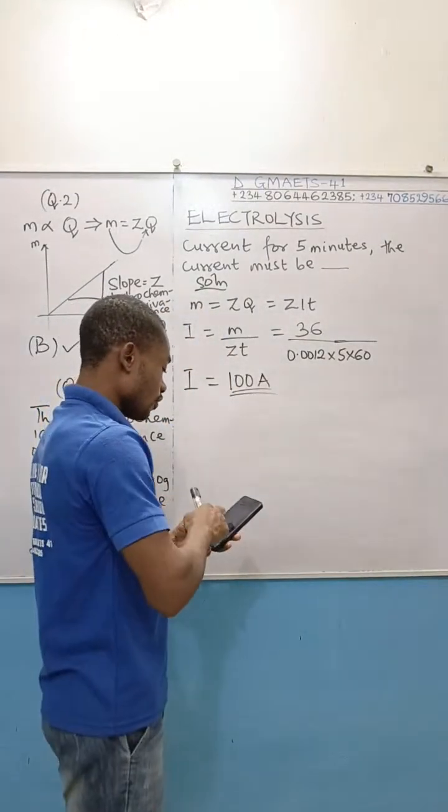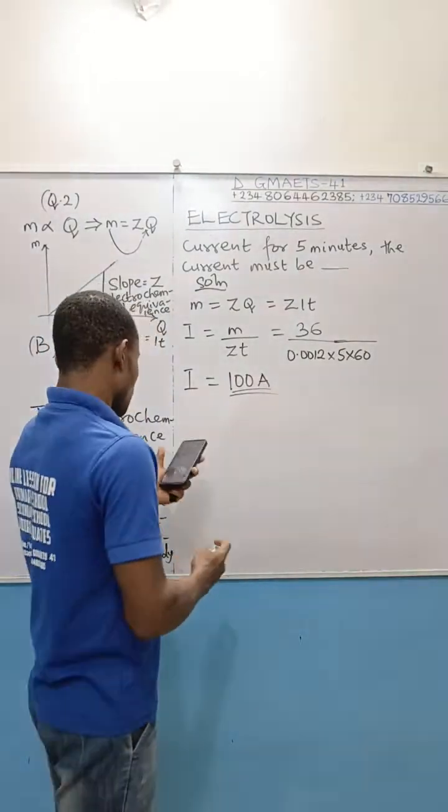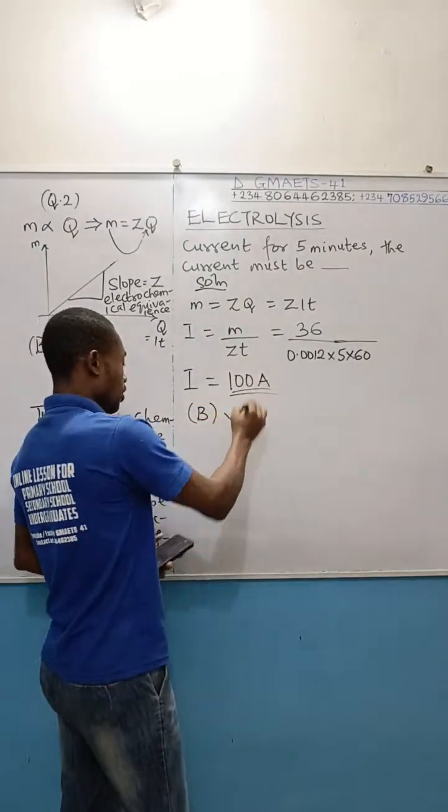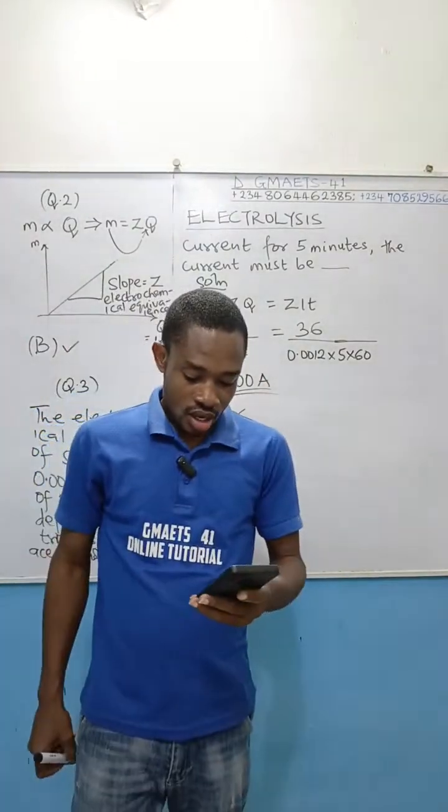The correct option from that provided for us is going to be option B. So option B is the correct option, okay? And we are moving on.